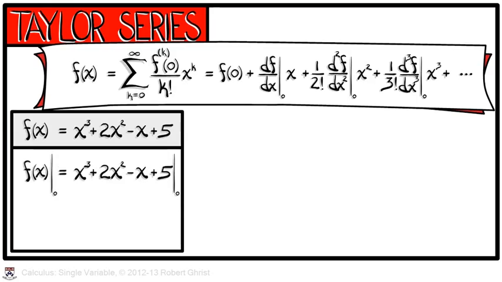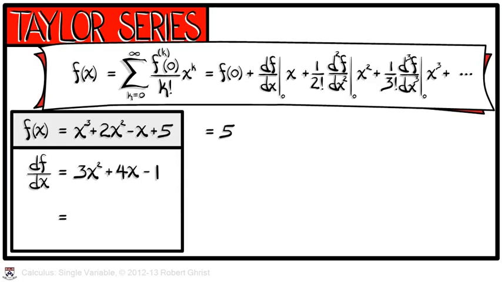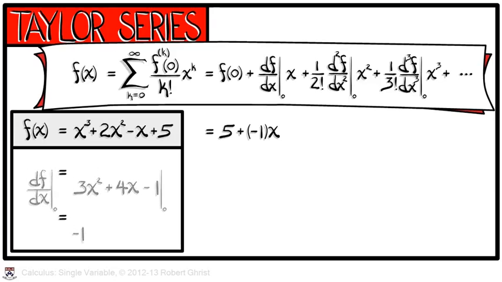If we evaluate this function at 0, we obtain the first term in the series, namely 5. If we take the first derivative of this function, what do we get? Well, 3x squared plus 4x minus 1. Evaluating this at 0 gives us what? Well, that gives us -1. Therefore, the next term in the series expansion is -1 times x.